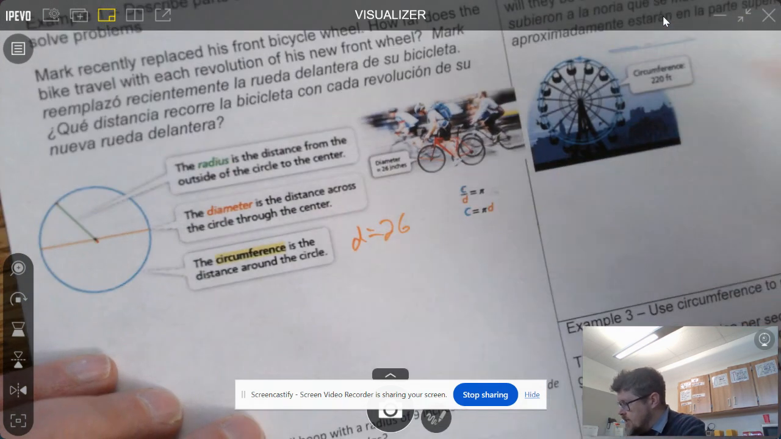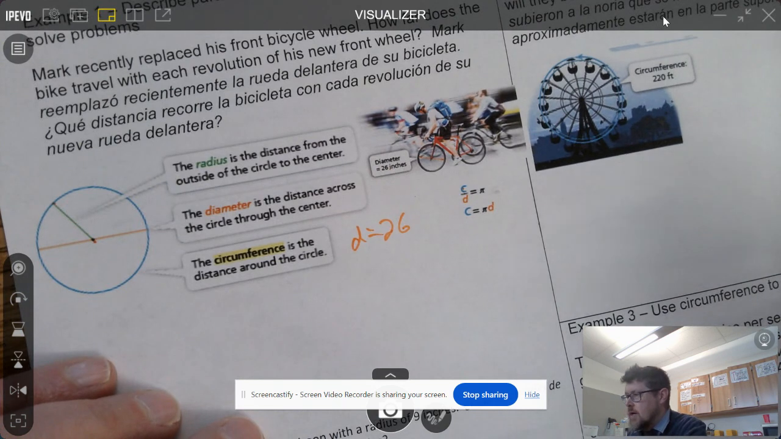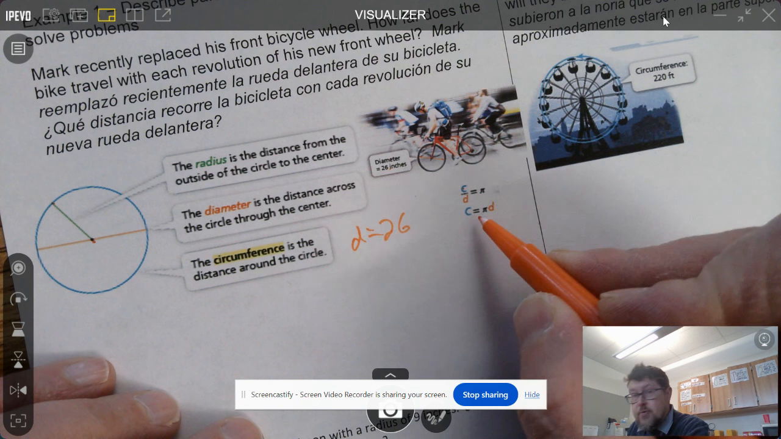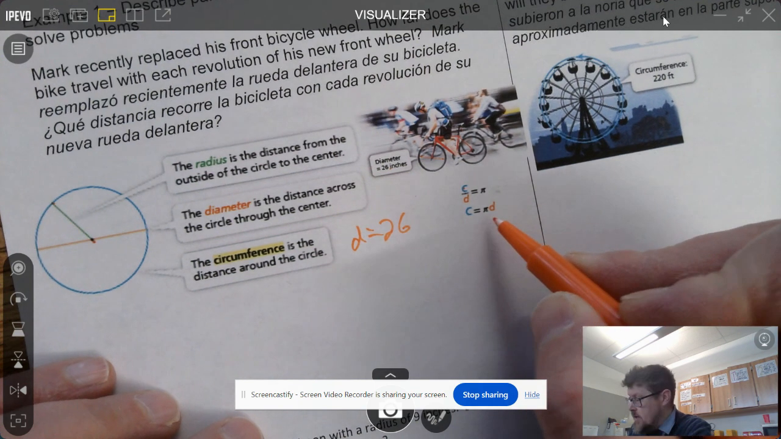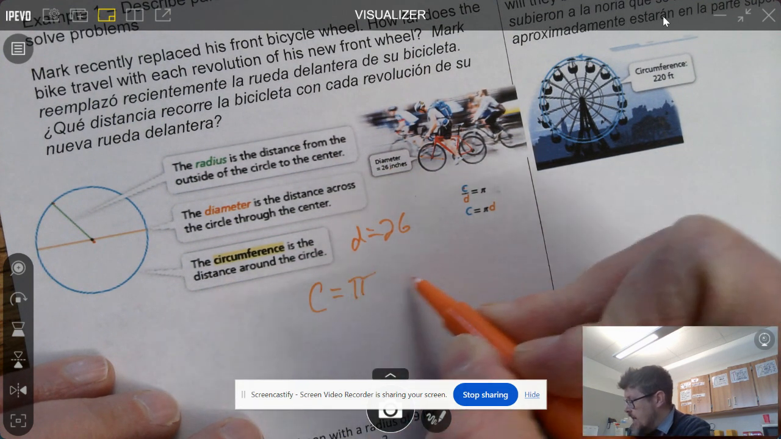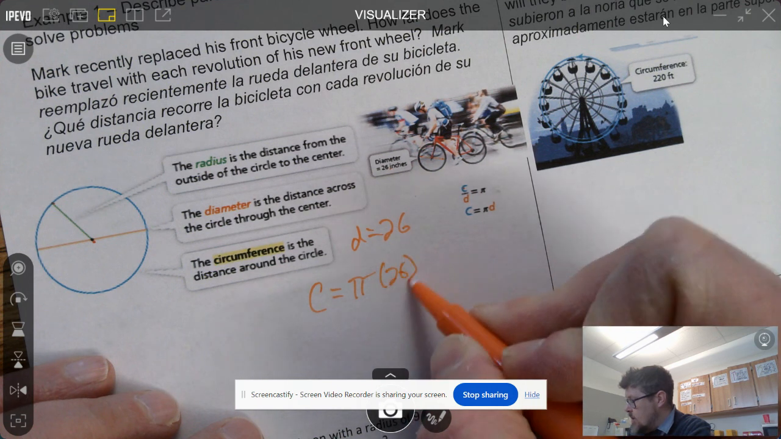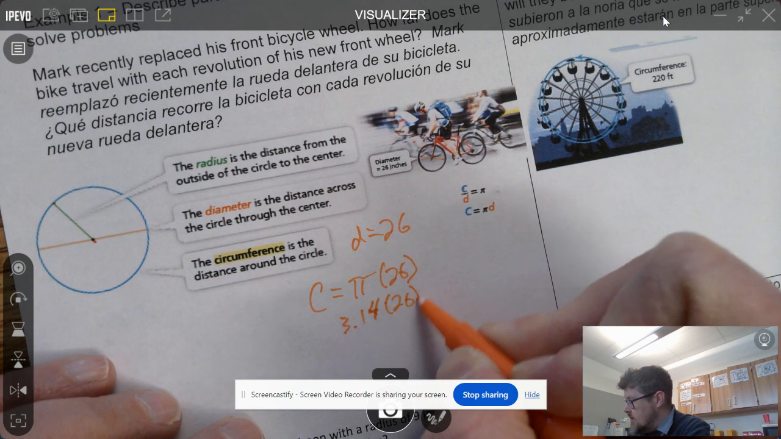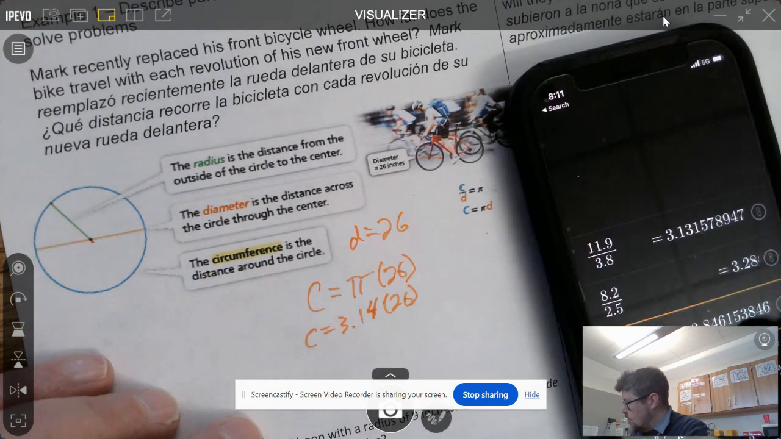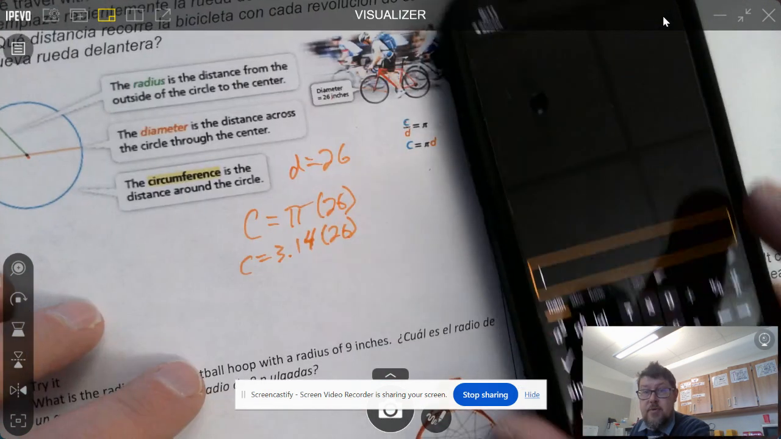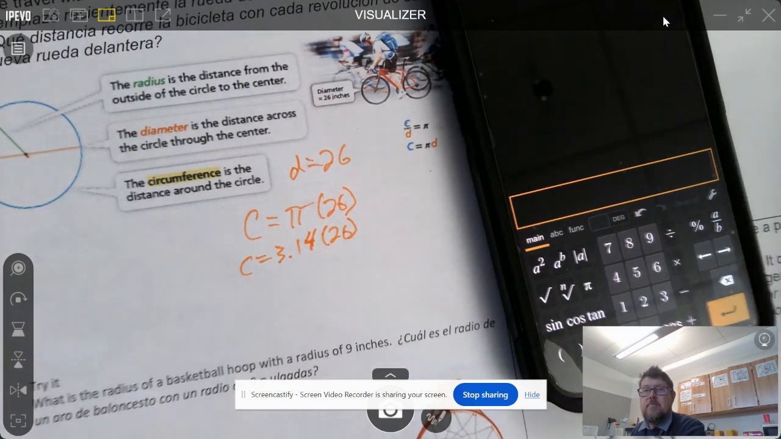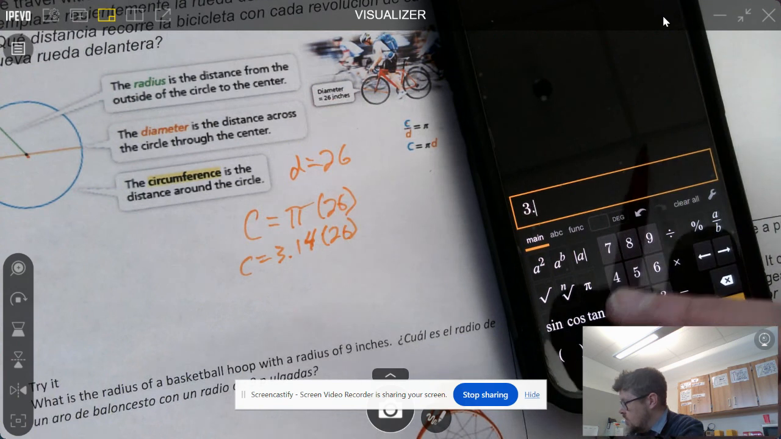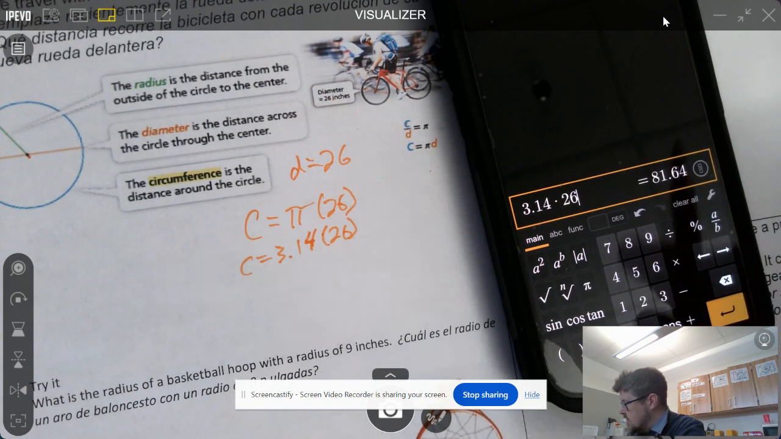Okay. And so we're going to say that the circumference, we're going to plug it into this formula right here, right? So circumference equals pi times the diameter. We're going to use the value of 3.14 for pi. That's just the shorthand that most people use for it because it goes on forever. It's like 3.145982, and then it goes on forever. But anyway, we're going to take that 3.14. We're going to multiply by 26, and we get 81.64.